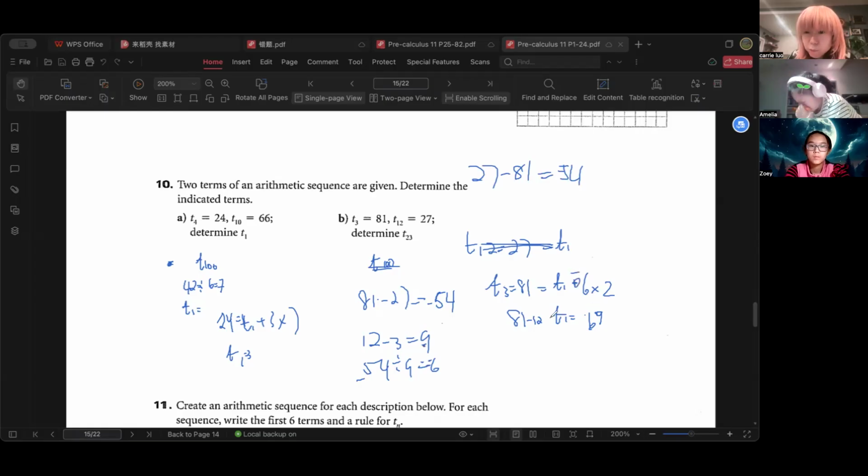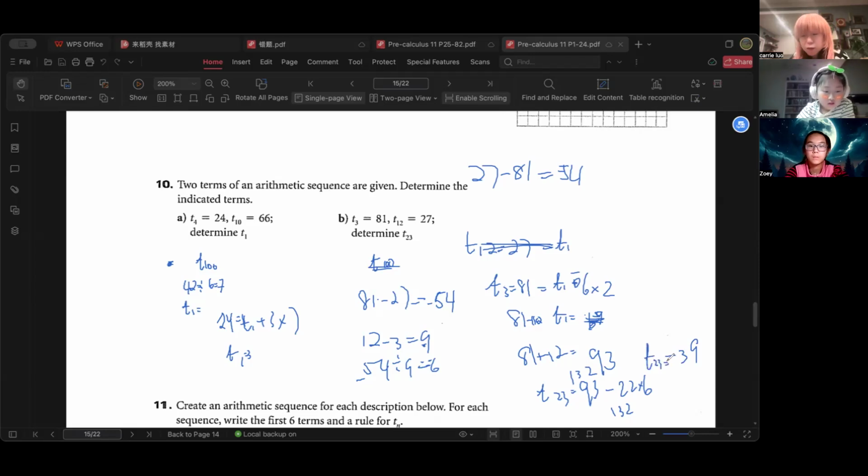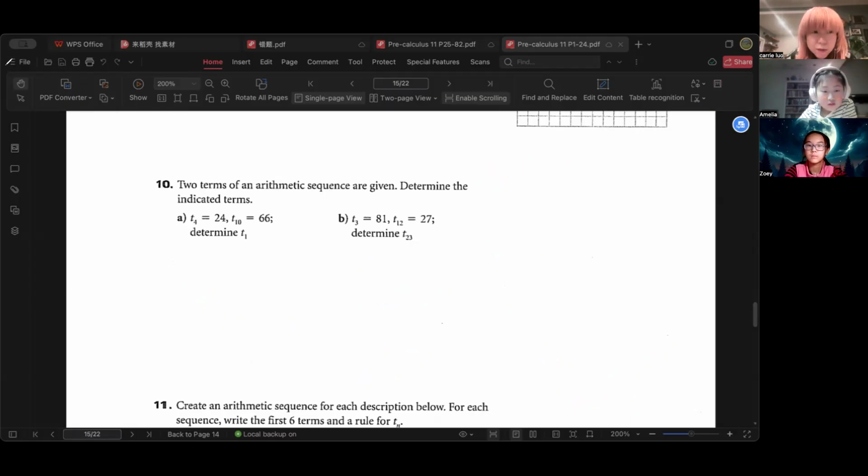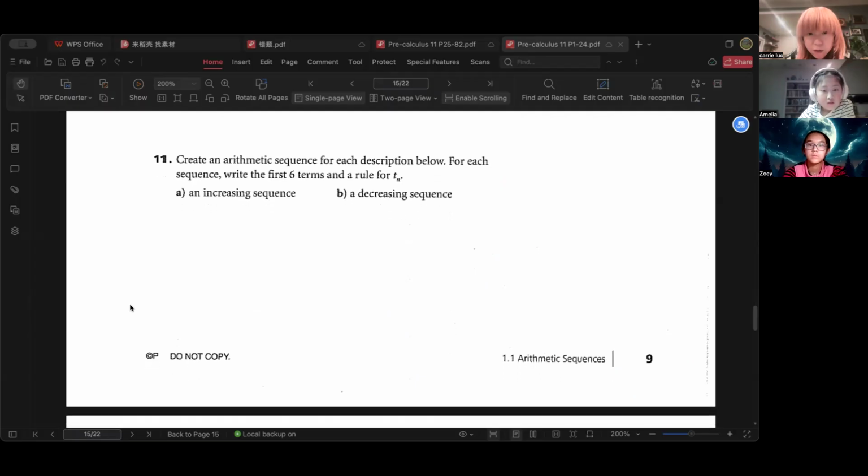So it should be 81 plus 12 equals 93. T1 equals 93. Okay, we're looking for T23. T23 equals 93 minus 22 times 6 equals 132. So T23 is negative 39. Did you get the same answer? Amelia, the only thing is because it's negative, so it's sometimes a little bit more calculations, okay?